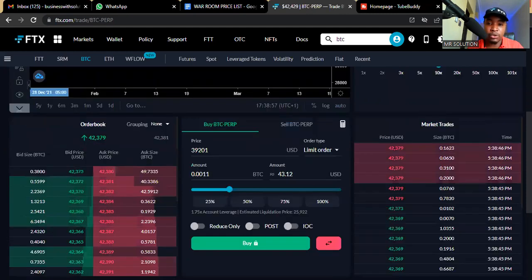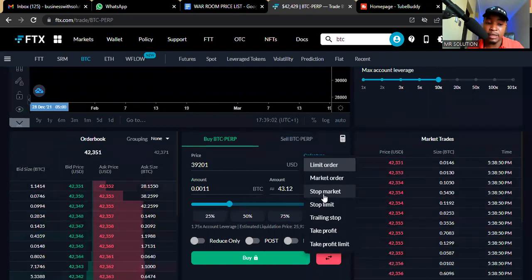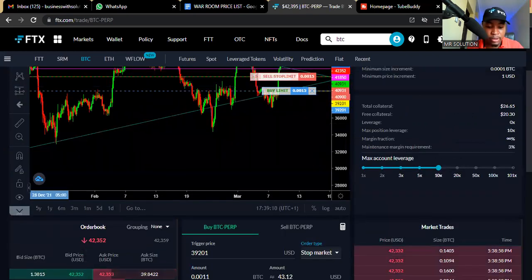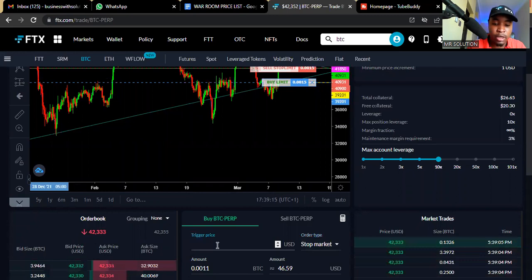Placing my stop loss. To place my stop loss, I could just decide to use stop market. Place your stop loss. What value is my stop loss? I have my stop loss at 41,850. So 41,850 is my stop loss.